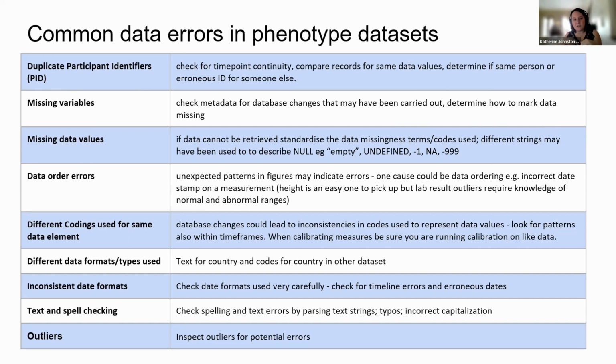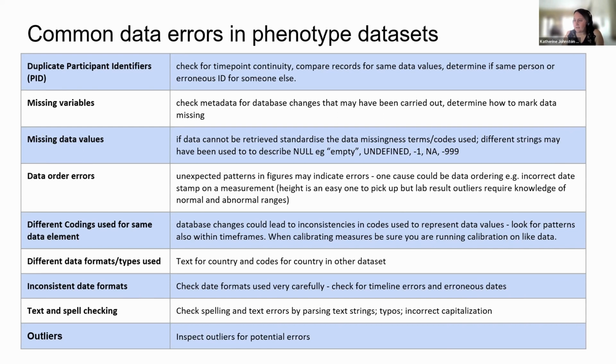So there are multiple checkpoints you need to make to assess why an error has taken place and how to resolve it. You may also find different codings used for a data element. You may have different patterns in the data. Maybe something changed in the database and the codes used changed at some point. You might have different data formats and types used. So there may be times in the project where a field was collected as text and then later coded to a certain code, and so you may have to differentiate and correct that.